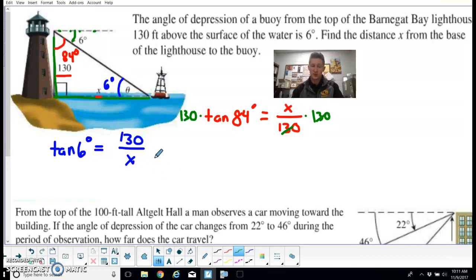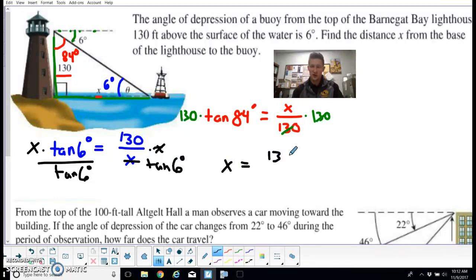If I was doing it this way where x was on the bottom, I'd actually have to do 2 steps. So I would have to multiply by x on both sides to remove it from the denominator. And then I'd have to divide by the tangent of 6 degrees. As you get good at this, you'll just kind of recognize that those things will switch places. So essentially this is what we've got. We've got x is equal to 130 divided by the tangent of 6.